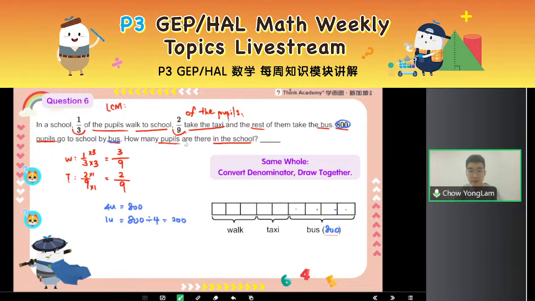We are finding how many pupils are there in the school. So the entire school. Altogether, how many people are there? So we need to find the total number of units. How many units are there? 1, 2, 3, 4, 5, 6, 7, 8, 9. 9 units in total. That will be just 200 times 9, which is 1,800 pupils. That will be your final answer. Yes, 1 unit is 200. So then you will just multiply by 9 to get the final answer.